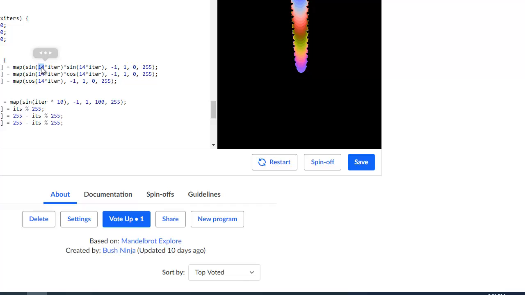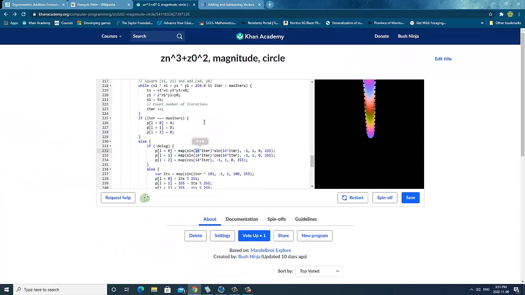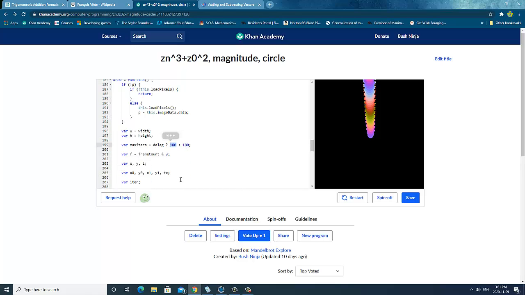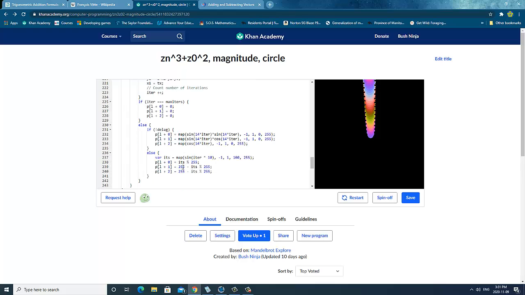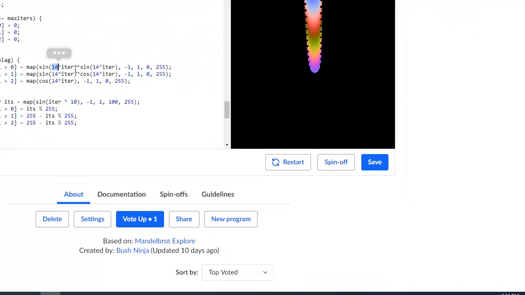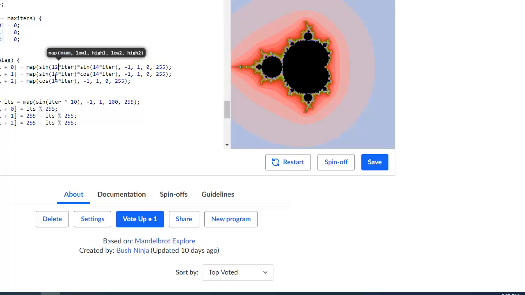So we got 14 here. 14 divided by 2 is 7. And we did 180 degrees. That's pi. So this here is 14 times pi. And a circle is actually 2 pi. So there we go. We could change it to 12, and we'll get 6 color variations.